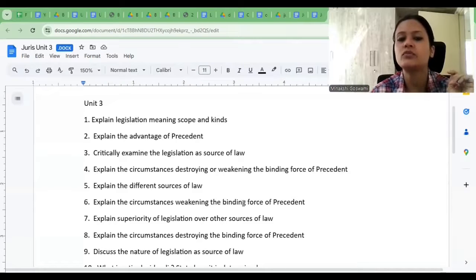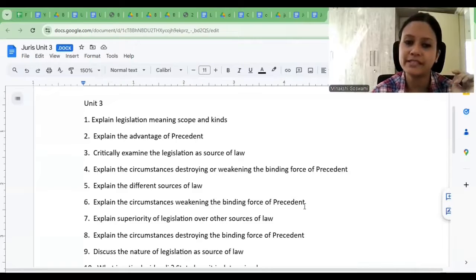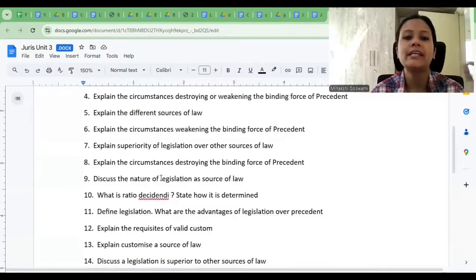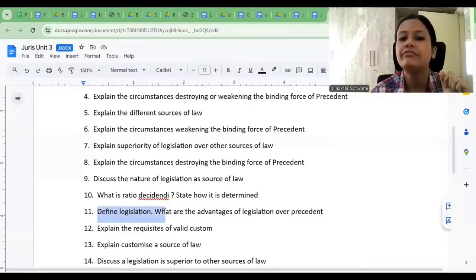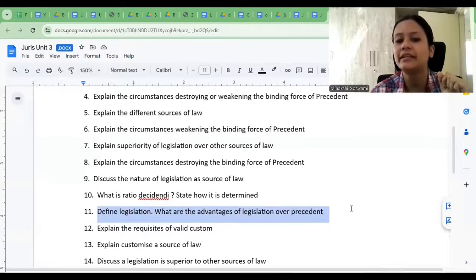Explain the circumstances weakening the binding force of precedent. Explain superiority of legislation over the other sources of law. Explain the circumstances destroying the binding force of precedent. Discuss the nature of legislation as a source of law. What is ratio decidendi? State how it is determined, how we decide what is ratio decidendi of a certain decision. Define legislation. What are the advantages of legislation over precedent?